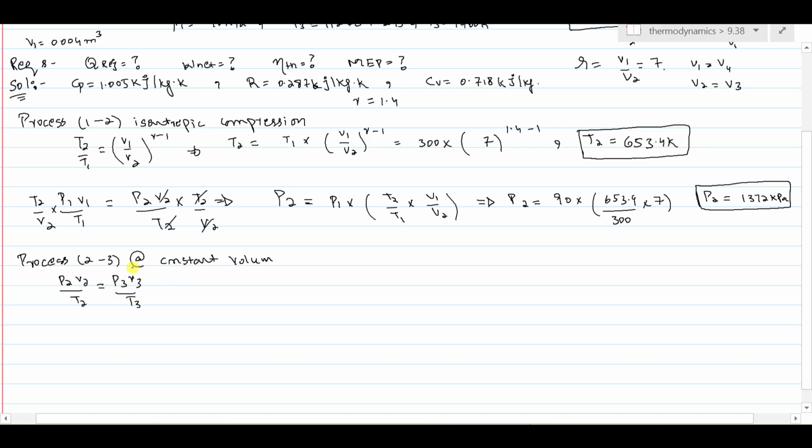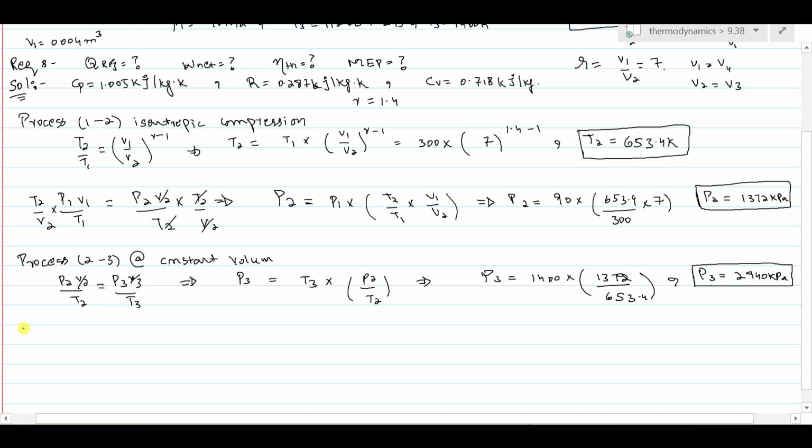Process 2 to 3 is taken at a constant volume. We can say that V2 is equal to V3, so it will cancel out, and rearrange this equation for P3. What is T3? That is the maximum cycle temperature, 1400 Kelvin. What is P2? That is 1372. After solving this on a calculator, you will get the P3 value, and it is 2940 kilopascal.